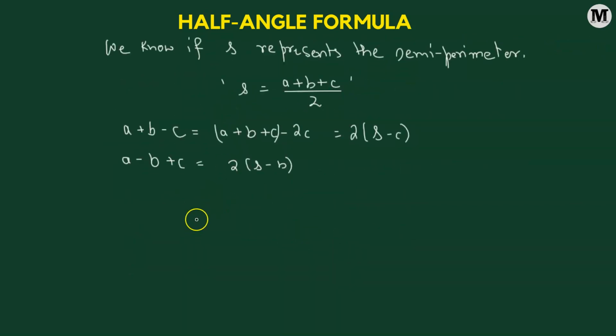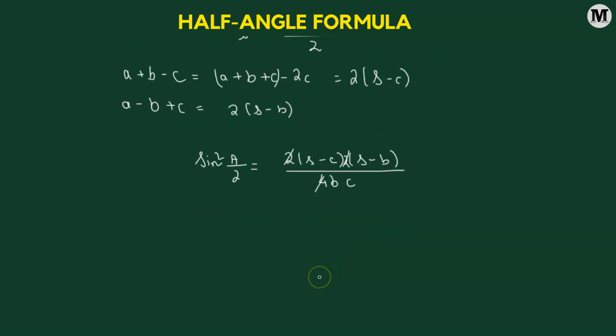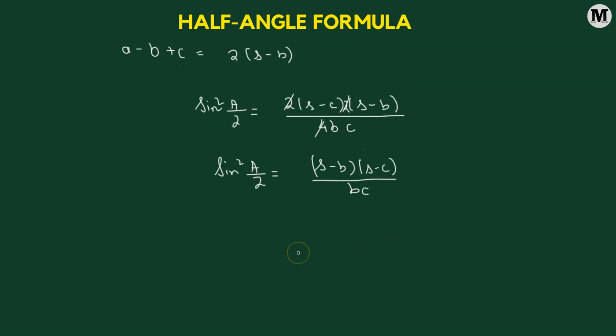That's going to give us sine squared a over 2, which is equal to 2 times the product of s minus c times s minus b, whole divided by, there's a 2 factor here as well, 4 times bc. So here we can factor out the 4 from the numerator and the denominator, which leaves us with sine squared a over 2 equals the product of s minus b and s minus c divided by bc.